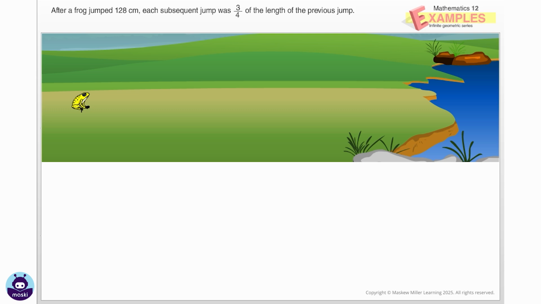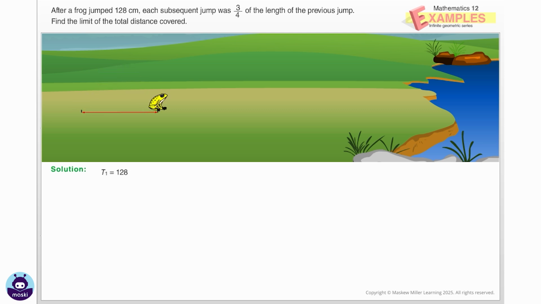Example 1. After a frog jumped 128 centimeters, each subsequent jump was 3/4 of the length of the previous jump. Find the limit of the total distance covered. Solution. Let us write down the first few terms of the sequence.